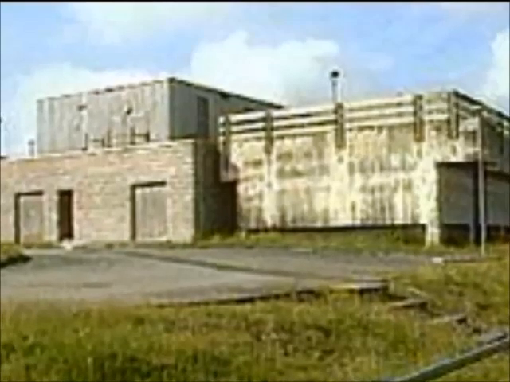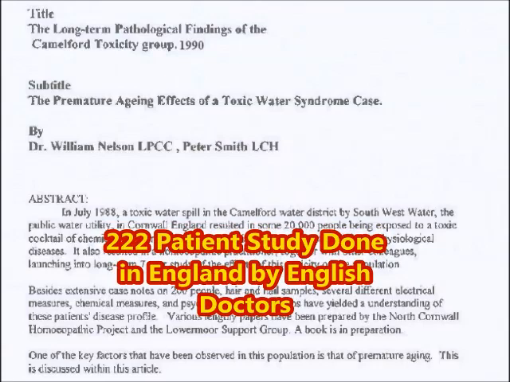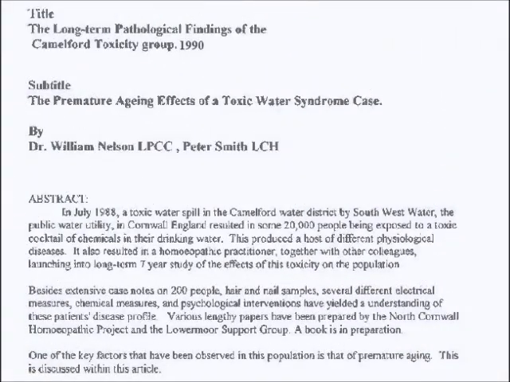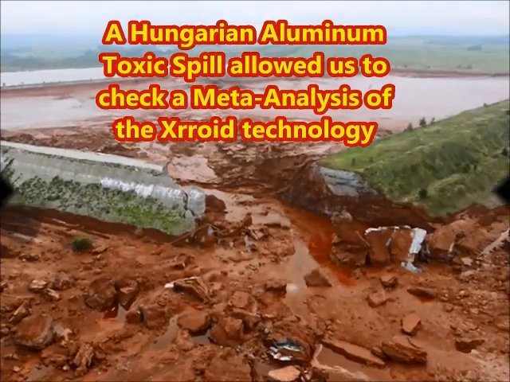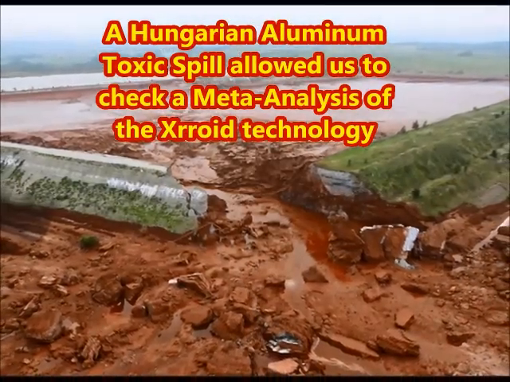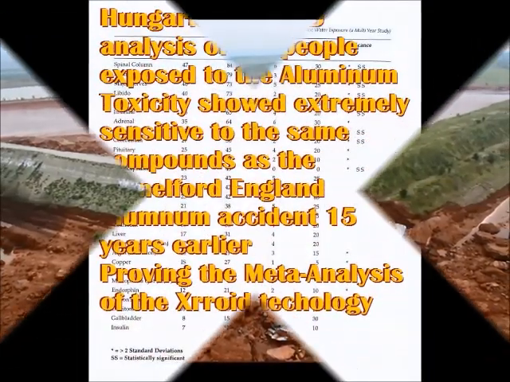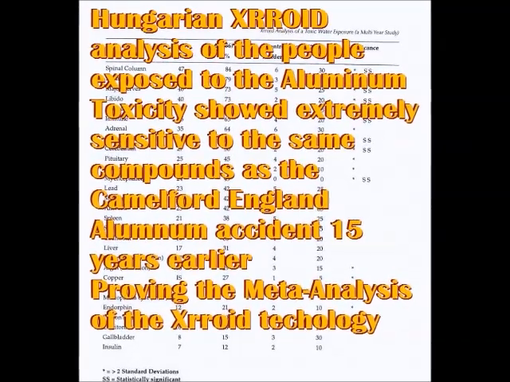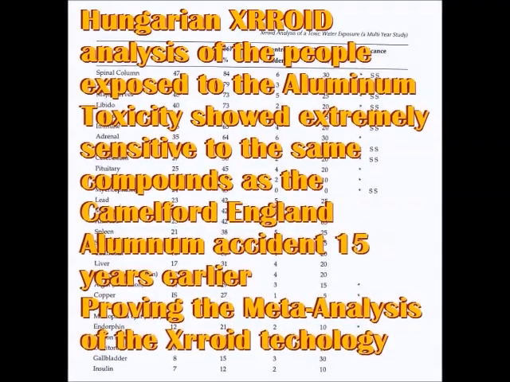Here at Camelford, we did one of the big studies, where there was an aluminum toxicity exposure, and we analyzed the patient's reactivity, their electrical physiological reactivity, and found that this aluminum produced a premature aging. Over 200 people were studied in England, and then 15 years later, when a Hungarian toxic spill happened, we were able to do a comparative meta-analysis. And lo and behold, it was very, very similar reactions between the Hungarian and the English people having been exposed to toxic aluminum exposure.